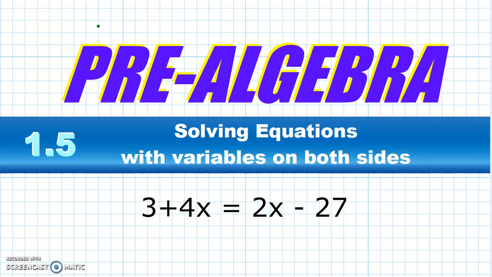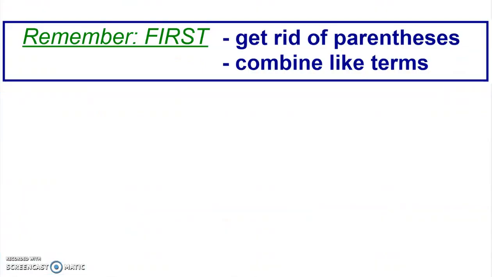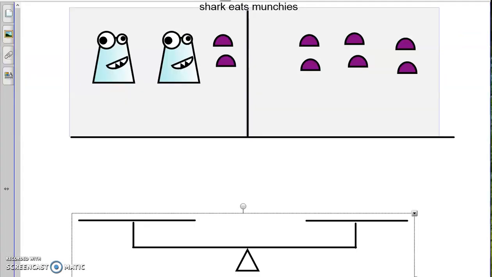We are in Chapter 1, Section 5, solving equations with variables on both sides. Remember, before you do anything else, first get rid of parentheses or grouping symbols and combine like terms. And that's on each side of the equation. So let's look back at an example of scales.